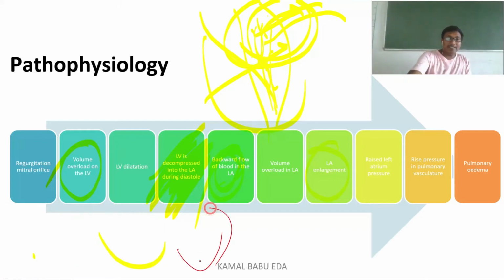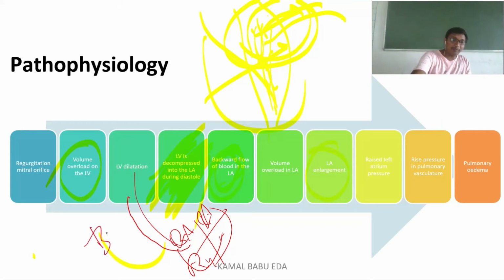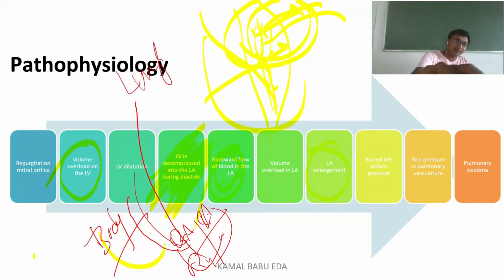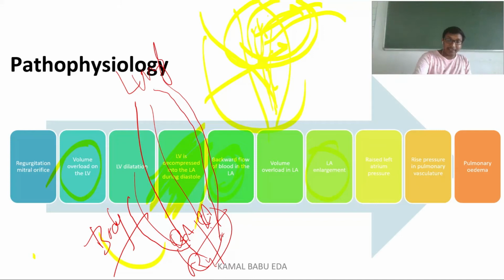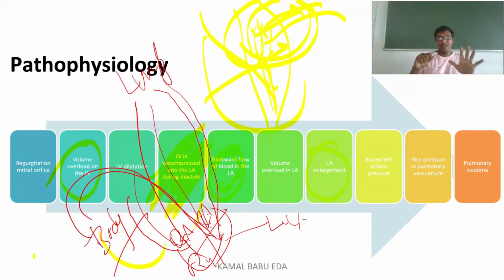For example, if this is the heart, this is the right atrium and this is the left atrium, right ventricle and left ventricle. From the body you are getting the blood into the right atrium, and from the right ventricle it is going to the lungs, and after purification the purified blood enters into the left atrium, and from the left atrium it enters into the left ventricle, and from the left ventricle it is going again to the body. So this is the normal circulation.